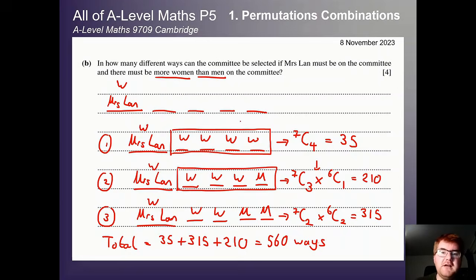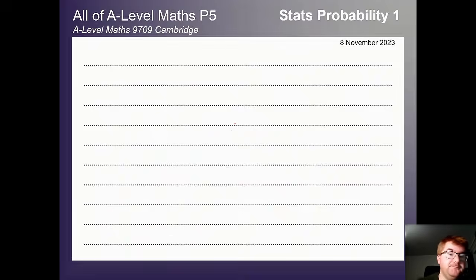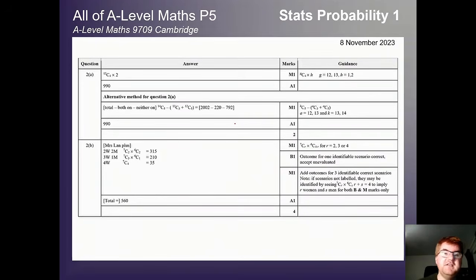Notice drawing a diagram like I've done here, it's really going to help you have a good understanding and get all those 4 marks. So you can see the answers here, so 990 from before and 560. Again, go through the mark scheme. It's getting late. Go through the mark scheme to make sure you're happy with what we have done here.